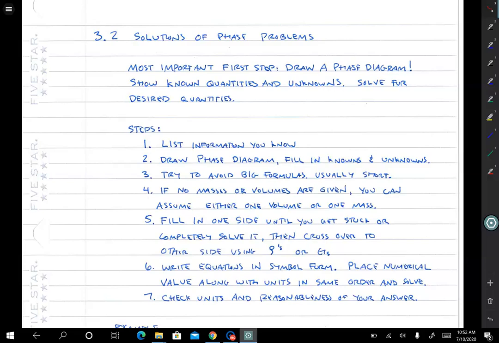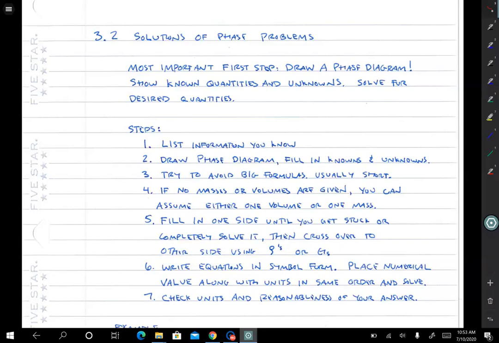Okay, then step 5, you'll start filling in one side, either the volume side or the mass side, until you get stuck and you can't move further with the phase diagram because you don't have enough information. Once you get stuck and you can't move forward, you need to cross over to the other side, and the way we do that is using mass density.